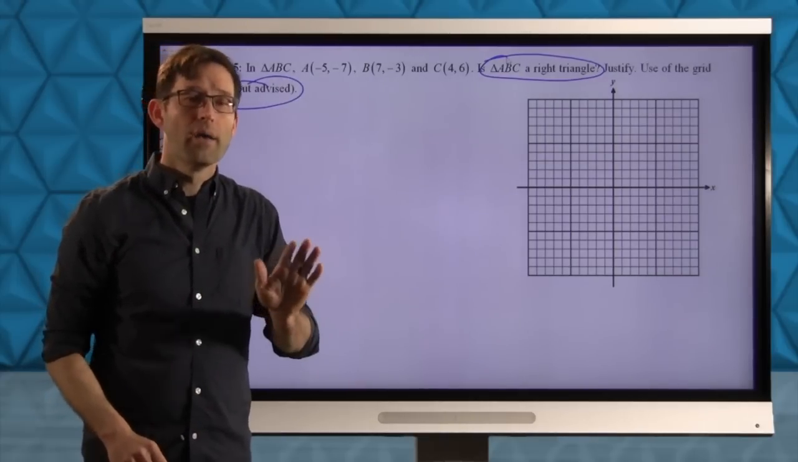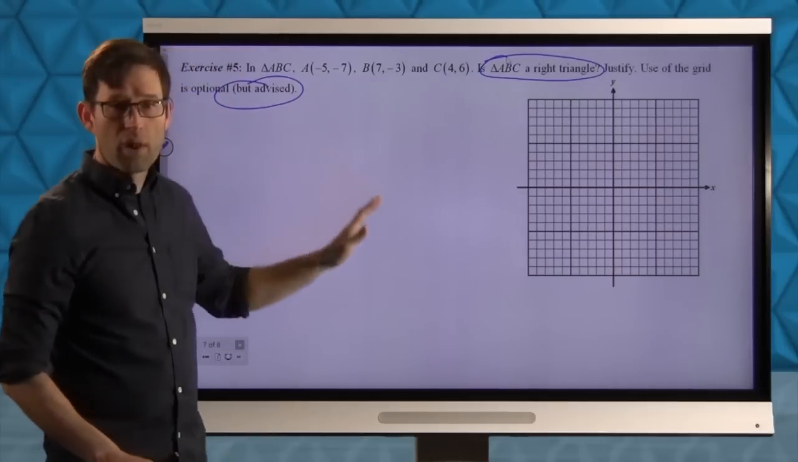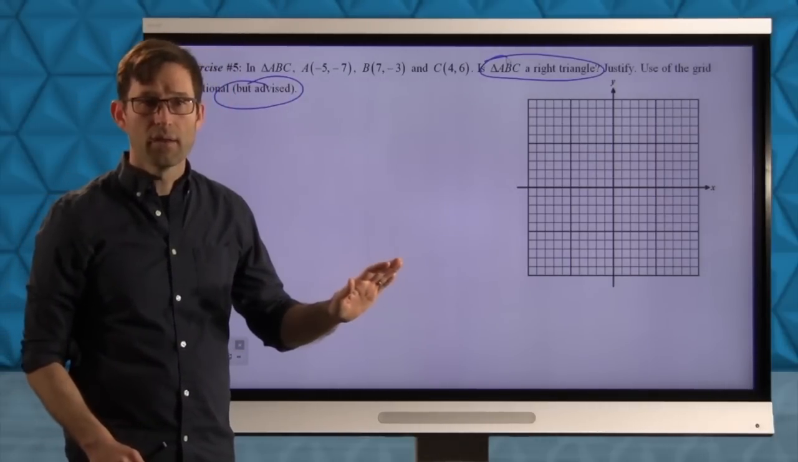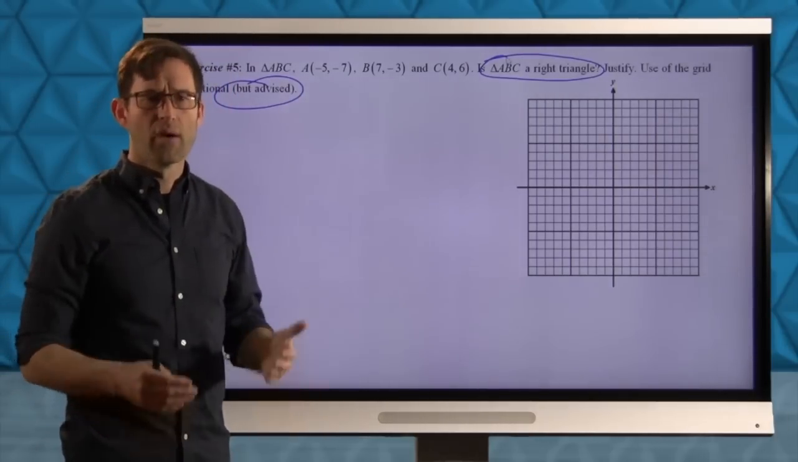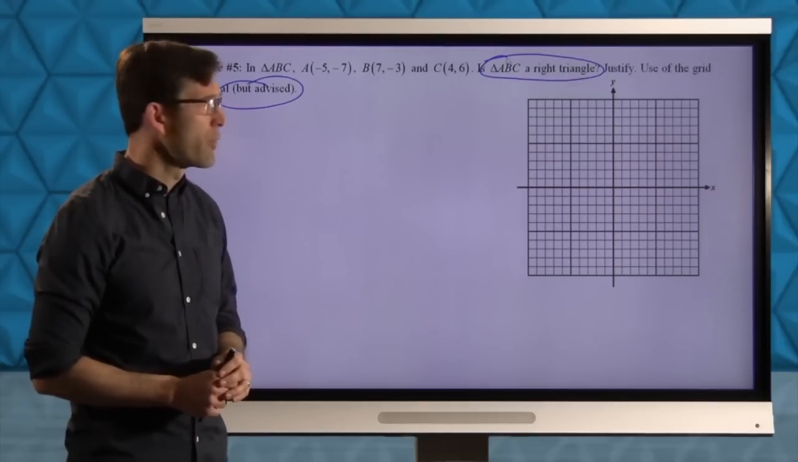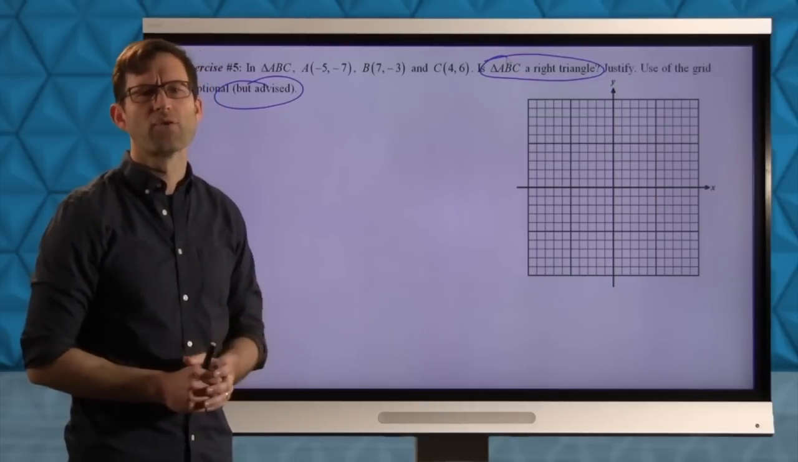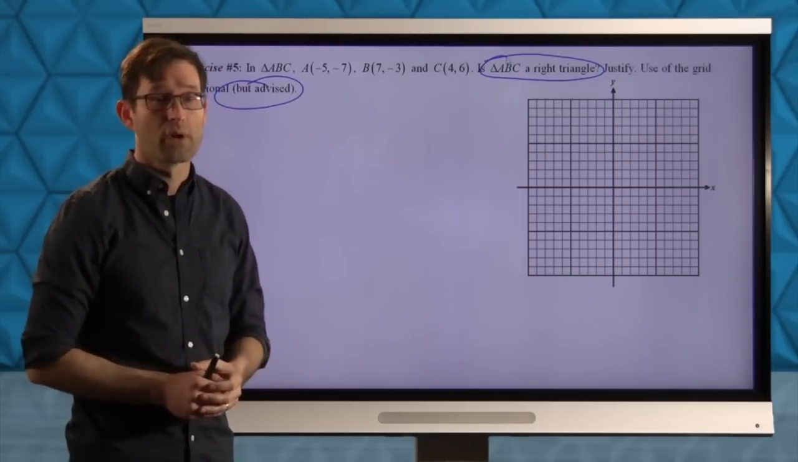Okay, now I assume you can plot these things, okay, but pause the video now, take a couple minutes, and plot that triangle. We're trying to determine if it's a right triangle.